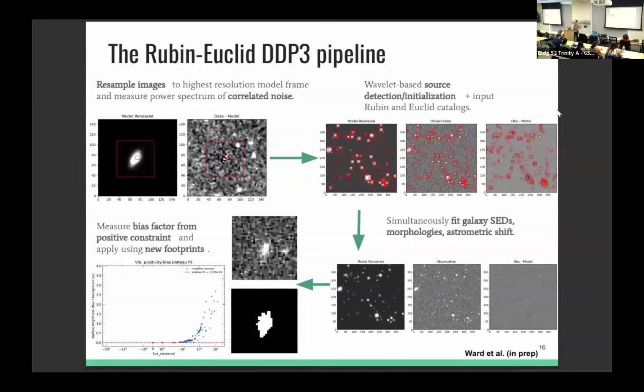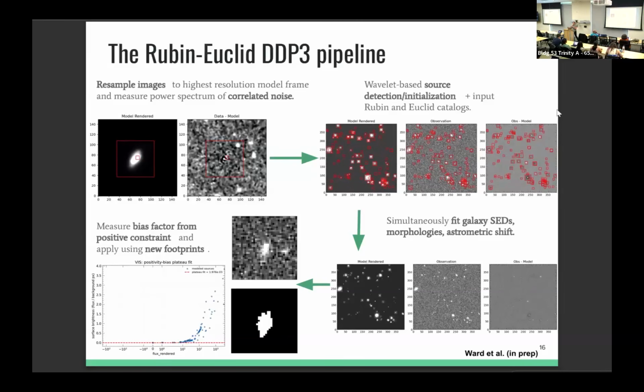We take our Euclid images and our Rubin images, and we resample them to the same highest-resolution world coordinate system. Because that resampling can produce extra correlated noise, we measure the power spectrum of that and incorporate it in the fitting. We then do our wavelet-based source detection and initialize the sources using those shapes, but also make sure that we didn't miss any sources in the input Rubin and Euclid catalogs that were made separately. We then simultaneously, across all of that data, fit the galaxy SEDs, the morphologies, and the astrometric shifts, which has turned out to be very important.